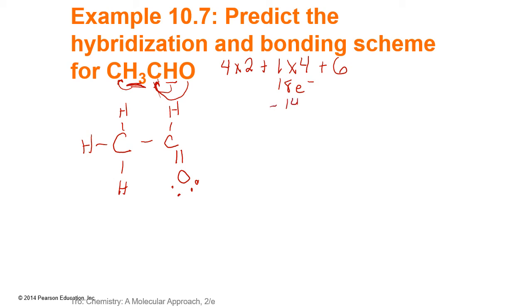The way we have it drawn, we have 14 electrons in the bond and 4 electrons in the lone pair of the oxygen. So we do have this molecule drawn correctly.